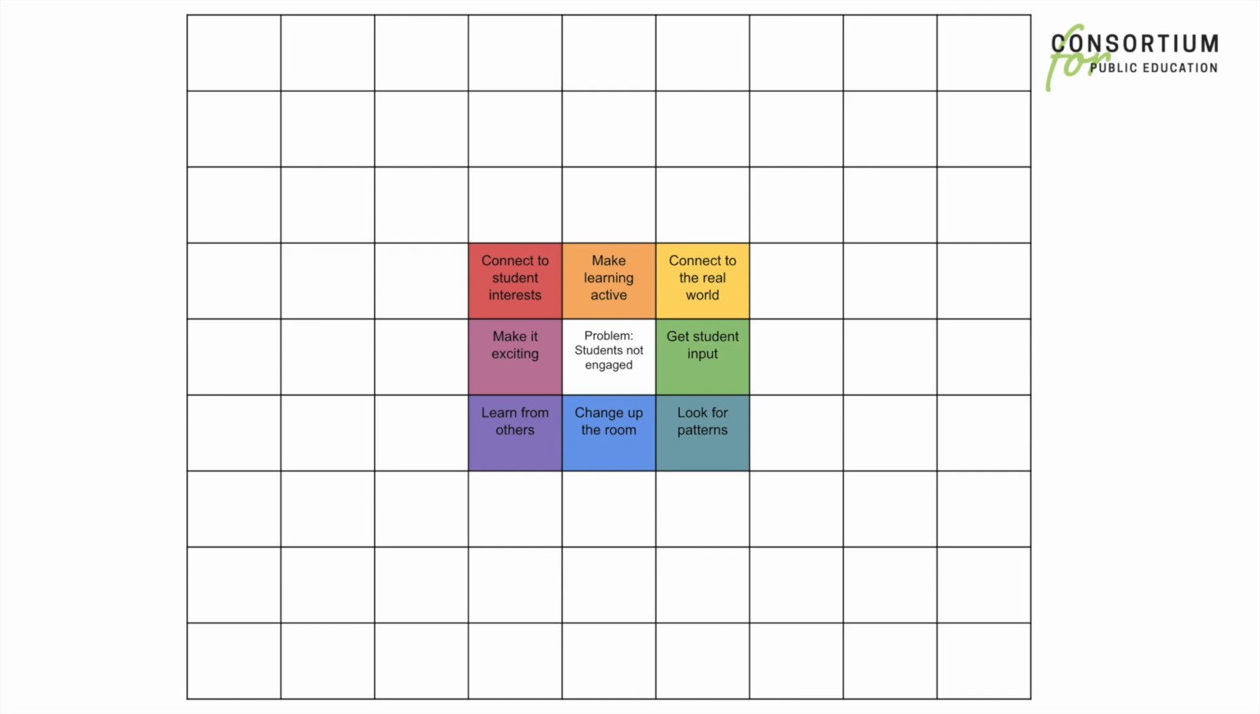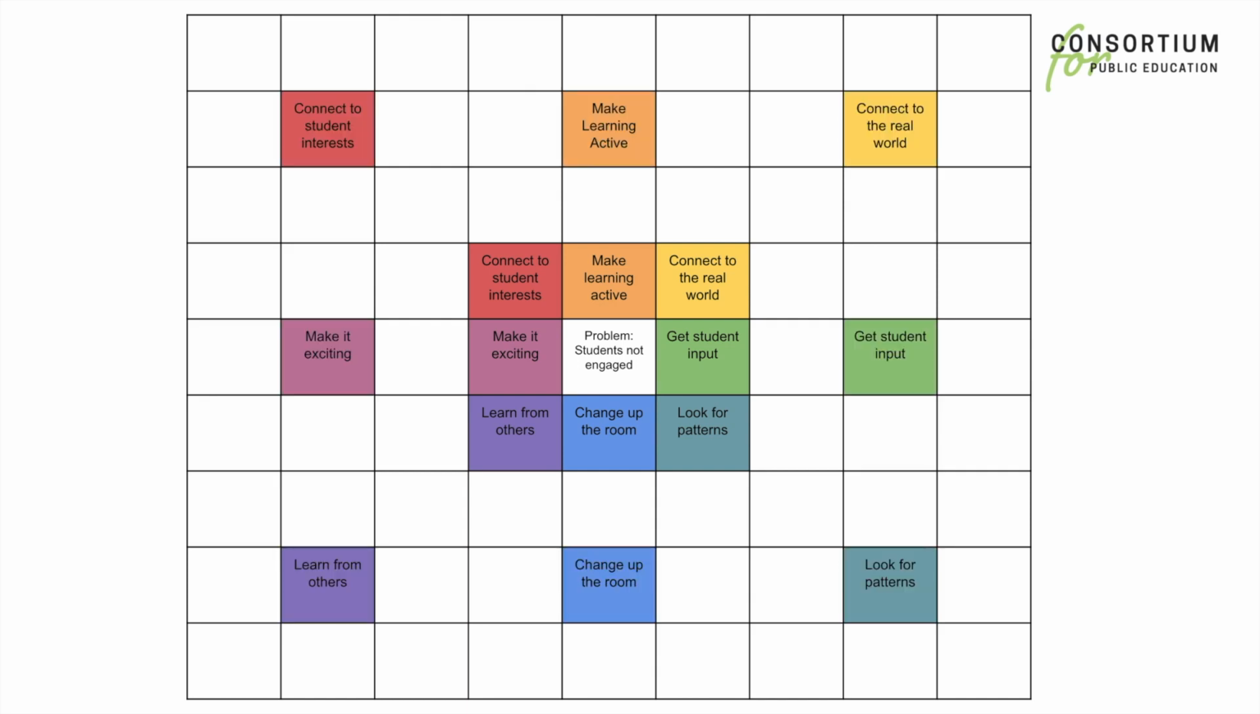So now that we have 8 potential solutions in the center of our grid, we recopy those so that they are now in the center of their own 3x3 grid, like so. These ideas are a good place to start, but we need to go deeper. We have to figure out how we could make any of these actually happen in the classroom. Let's start with connecting to student interests.